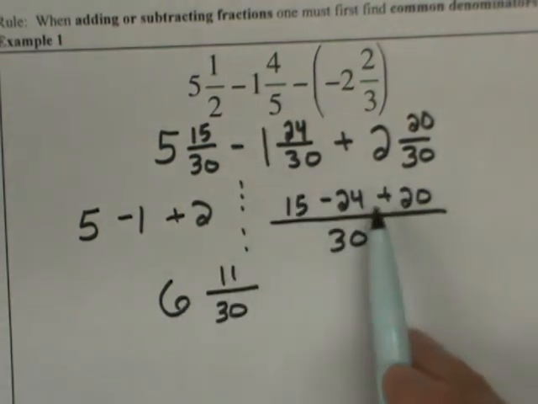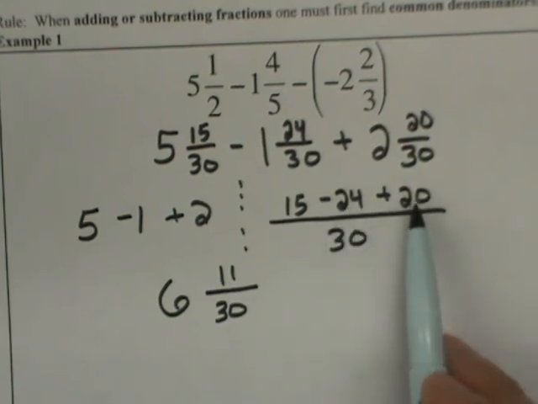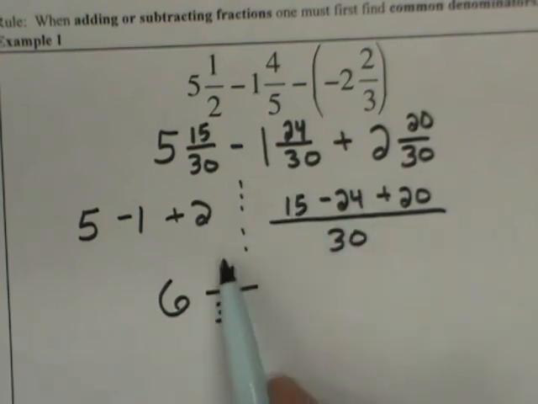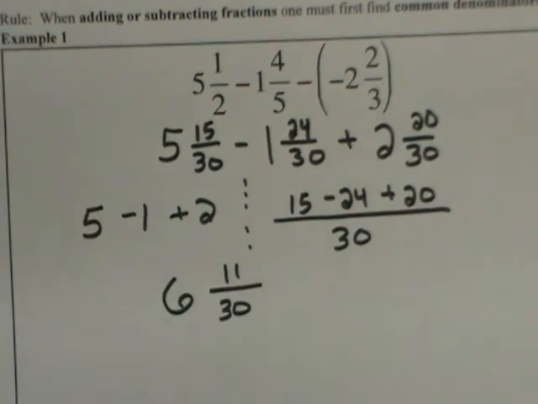So when I was looking up here, I actually could have done this in a different way. I could have said negative 24 plus 20 is negative 4. And then the negative 4 and 15 would have gave me 11. You do have to pay attention to those signs. Now notice when I finish that my whole number and my fraction are both positive. This is an appropriate answer to have, 6 and 11/30 as a mixed number. 11/30 does not reduce, so I know that I'm done. There's example 1 for adding and subtracting fractions.